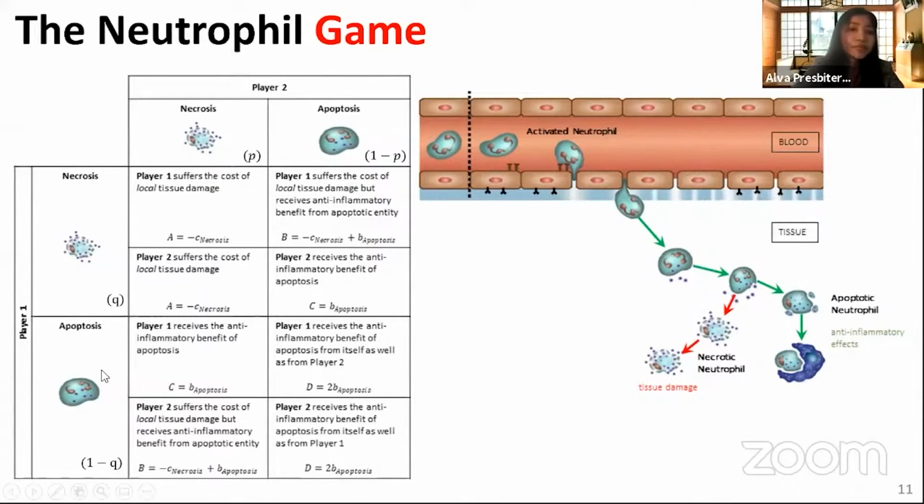Now, if player 1 chooses apoptosis, it receives the anti-inflammatory benefit of apoptosis brought about by the production of anti-inflammatory cytokines. However, if player 2 goes into necrosis, it not only suffers the cost of local tissue damage because it's going into necrosis, it also receives the benefit coming from the apoptotic entity. So it has the benefit B apoptosis over here. Now, if both players go into apoptosis, they will both receive the benefit of apoptosis.